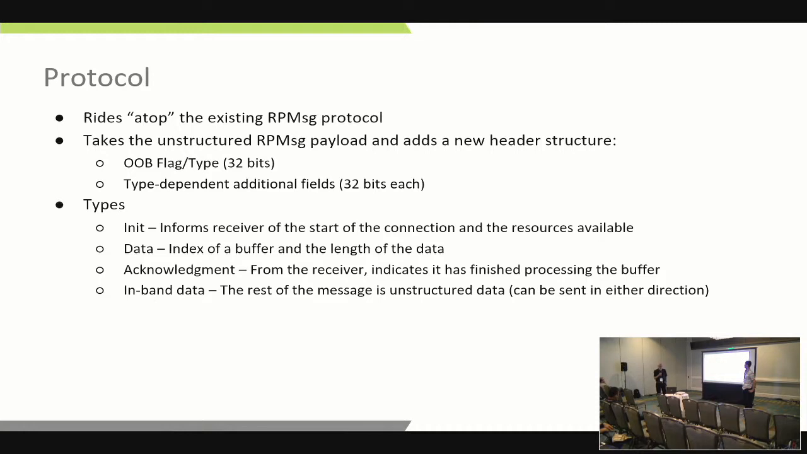And the various types specified so far are an init, which informs the receiver that the transmitter has got the connection started and what sort of resources are available. A data message, which has the index of a buffer and the length of the data, which is going to be less than or equal to the maximum size of the buffer. An acknowledgement, which is from the receiver when it's finished processing whatever data was in the buffer. And in-band data messages, which have an unstructured data portion following and are the only ones that can be sent in both directions.